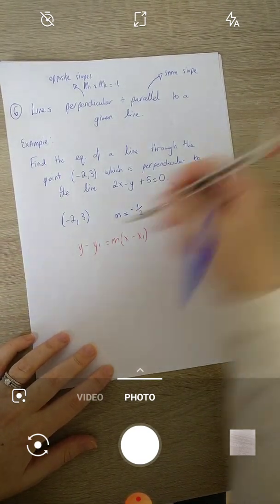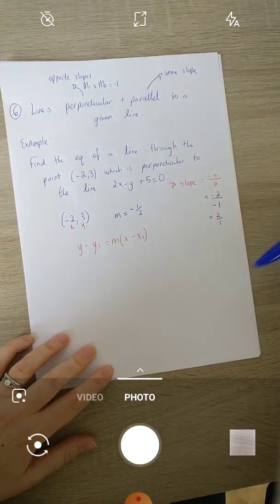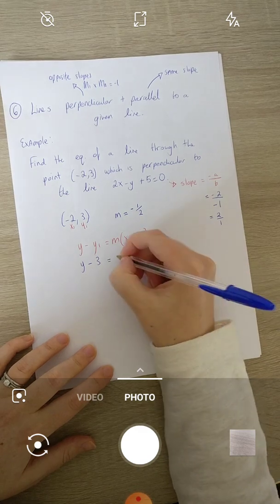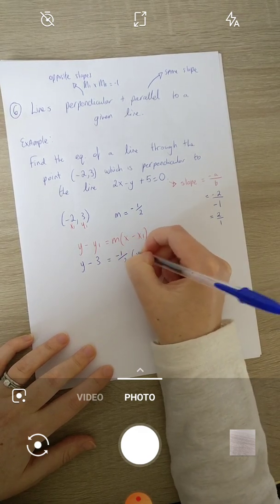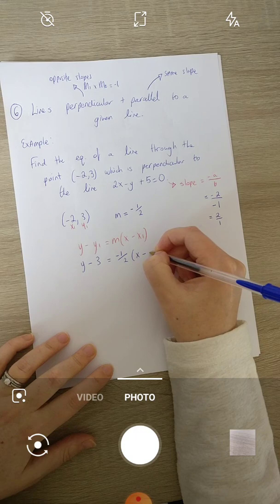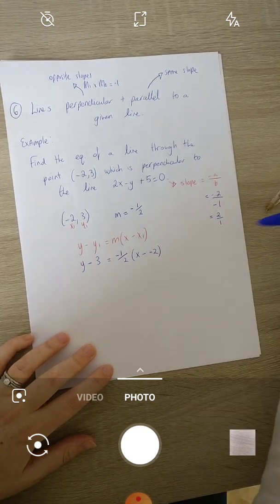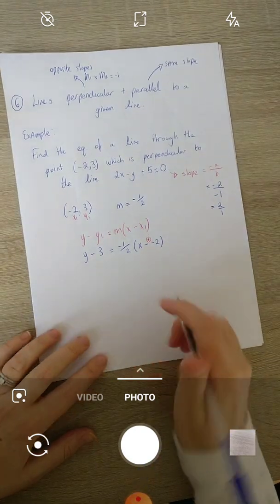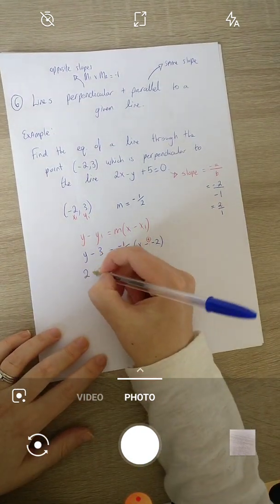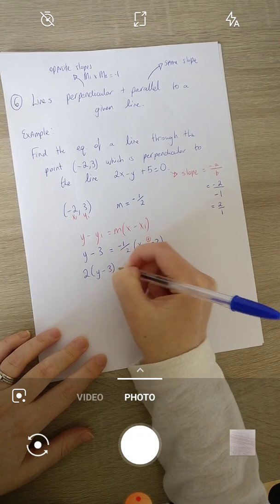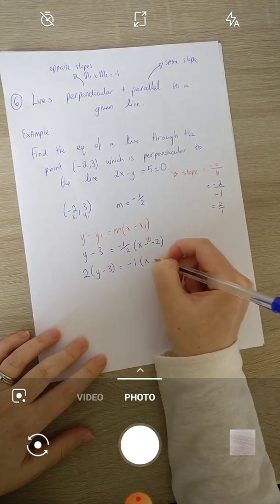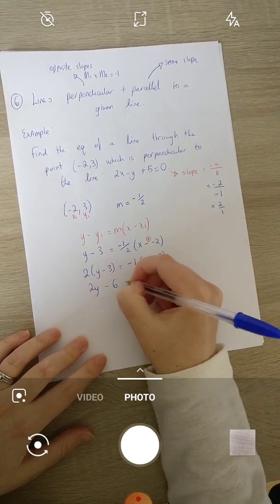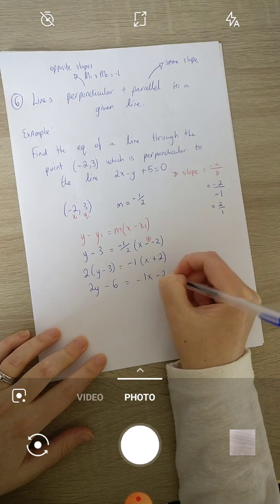So we're subbing in, labeling the point x1, y1. So we've y minus y1, so y minus 3 equals m is minus a half times x minus x1 is x minus -2. And the minus by the minus there becomes a plus. So remember, the denominator moves to the left, so we've 2 times y minus 3 and -1 times x plus 2. So we've 2y minus 6 equals -1x minus 2.